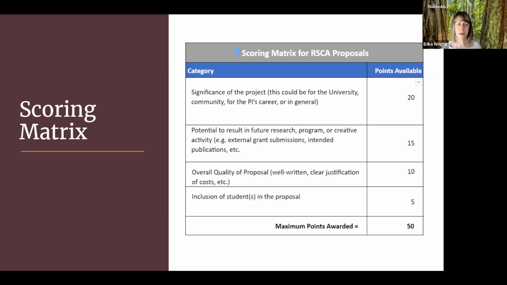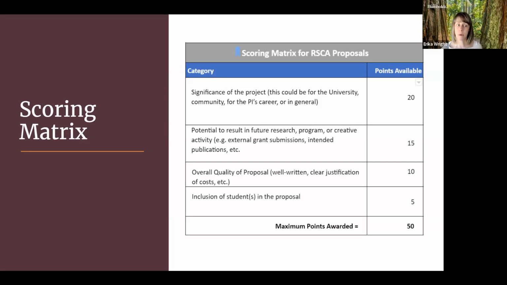So it's good grant writing advice in any case, and especially here for the RSCA funding. What is the significance of this project? And again, this is something that I'm happy to read your proposals for you and give you some feedback if that's helpful. And then what is the potential to result in future research, program, or creative activity? So RSCA funding is really kind of seen as seed funding. So this could mean external grant submissions. It could mean that this is going to result in publications. It could mean that you're creating some sort of exhibition that's going to grow and go on the road. A multitude of different ways you could look at that, but this is 15 points.